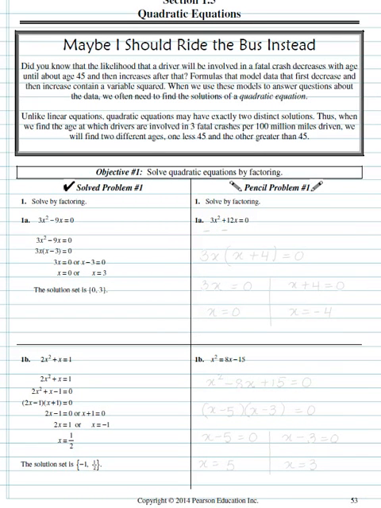Alright, let's go ahead and start quadratic equations, section 1.5.